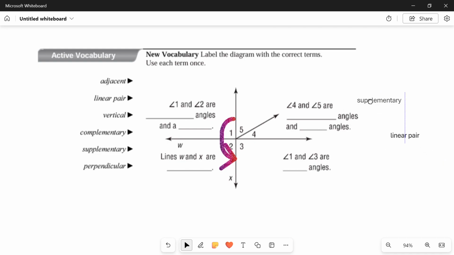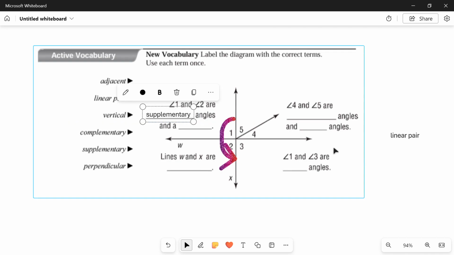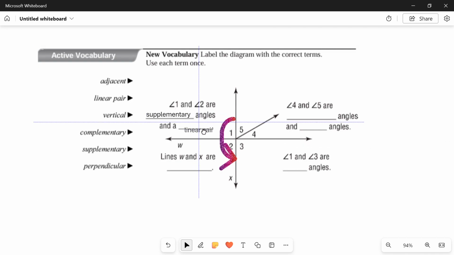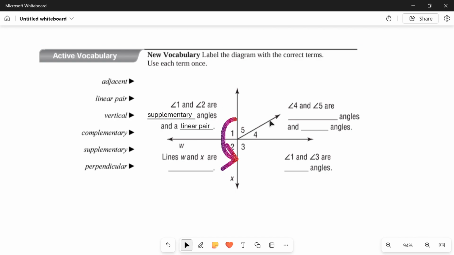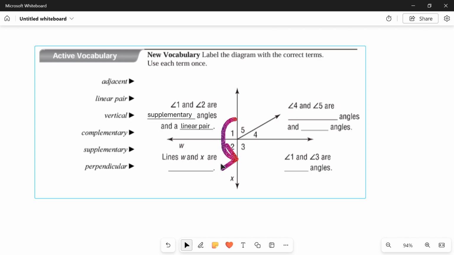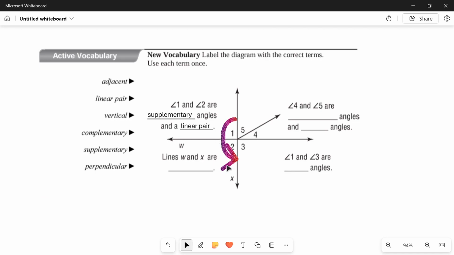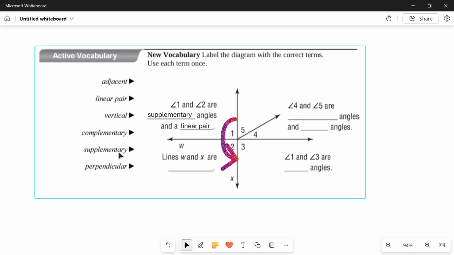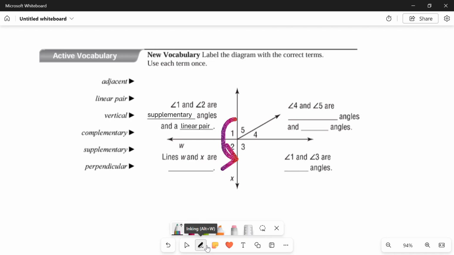So I think that what we're trying to talk about here is that these two together form what we call a linear pair. Okay, they are supplementary angles and a linear pair, meaning they add up to 180 degrees together. If you think about it, they're half of a circle. If I go all the way around a circle, I'll get back here. And this is halfway, so that's 180 degrees. Okay, and that takes care of a couple of these things here. Let me get a different pen here. So we have our supplementary angles done, and we have our linear pair done.